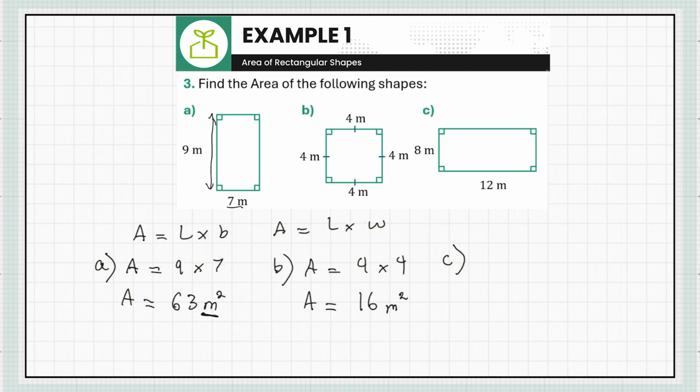Alright, if we look at C, what we've got is our area is going to be equal to, well, our longer side 12 multiplied by 8. Alright, area is equal to 12 groups of 8. Now, if you know your times tables, that's great. If you don't, just pull out a calculator and use that. But we know that this is going to be equal to 10 times 8 plus 2 times 8, which is 16. So the actual result is going to be 96 meters squared.